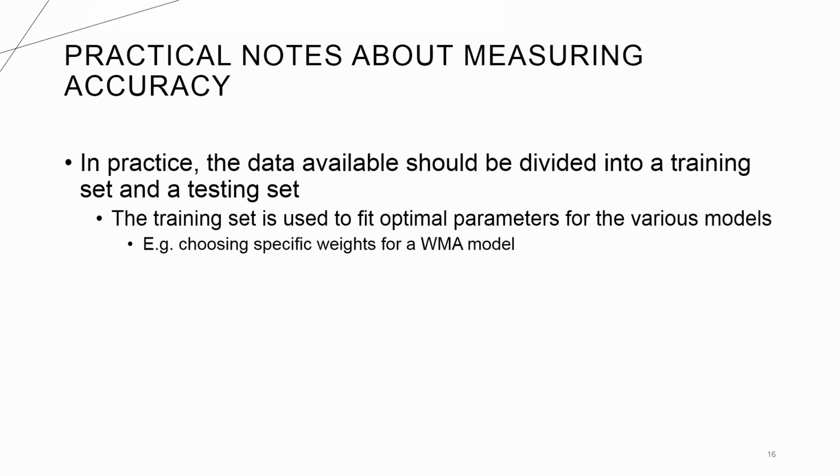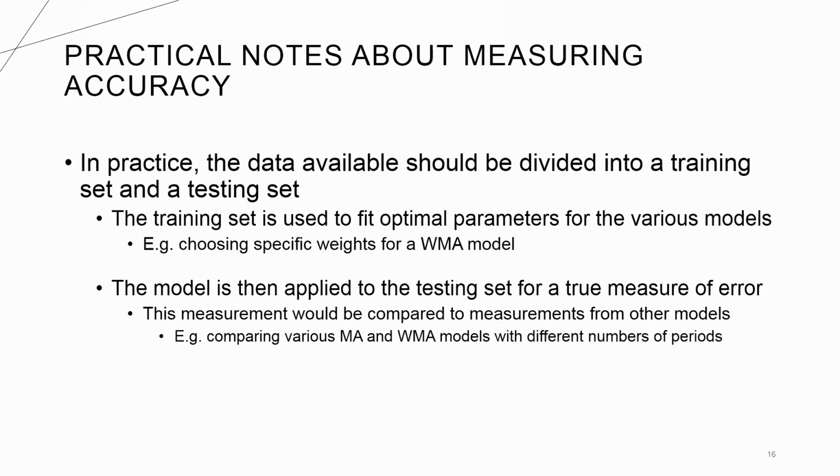This is called fitting optimal parameters. All right, and so we're going to use our training set to fit the optimal parameters. And then we're going to use the testing set to check the MAD or MSE or whatever. And then we're going to compare that to different models, right? We're going to see how does this weighted moving average model compare to, for instance, an exponential smoothing model or whatever. Or a weighted moving average with a different number of periods, etc.